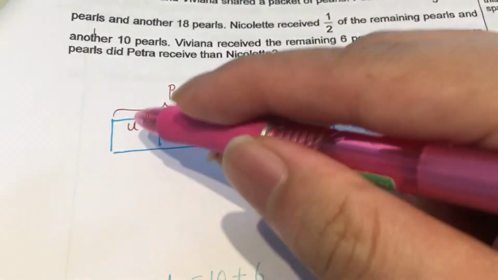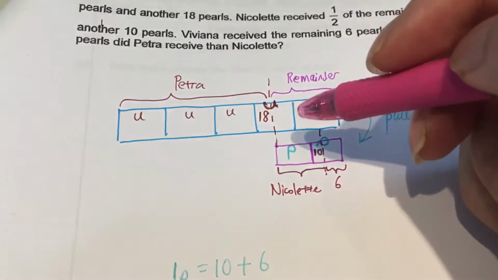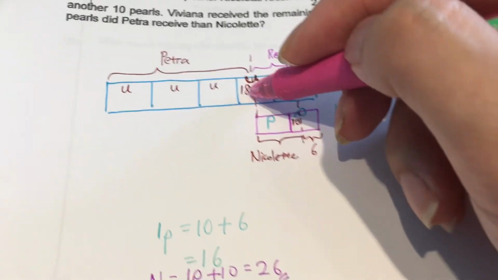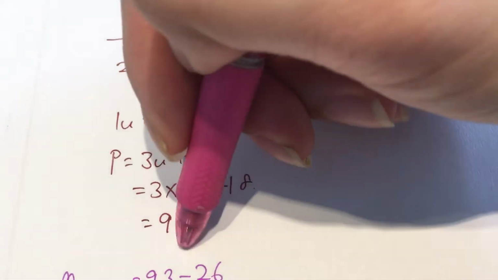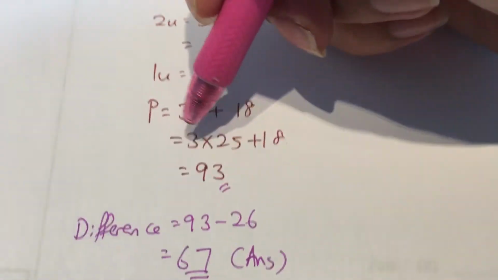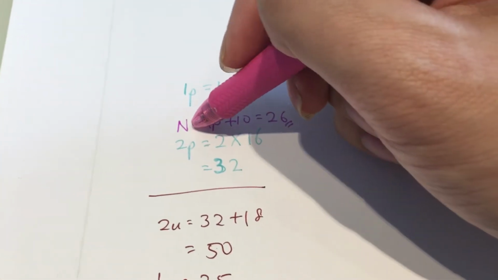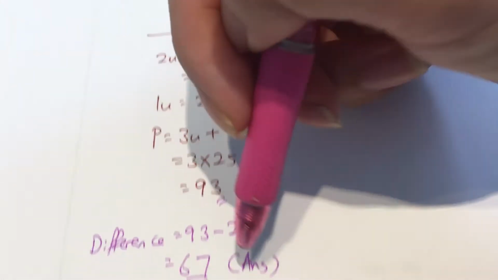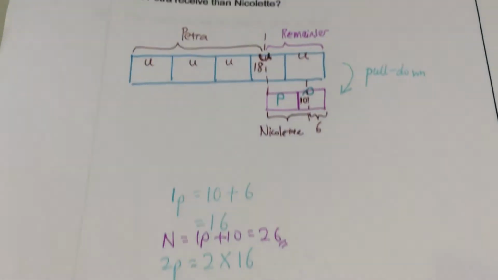Then you find 3 units, because it's 3 times 25 plus 18. Don't forget to plus 18. So you have 93. And once you know Petra's value as well as Nicolette's value, just minus off to find the answer.